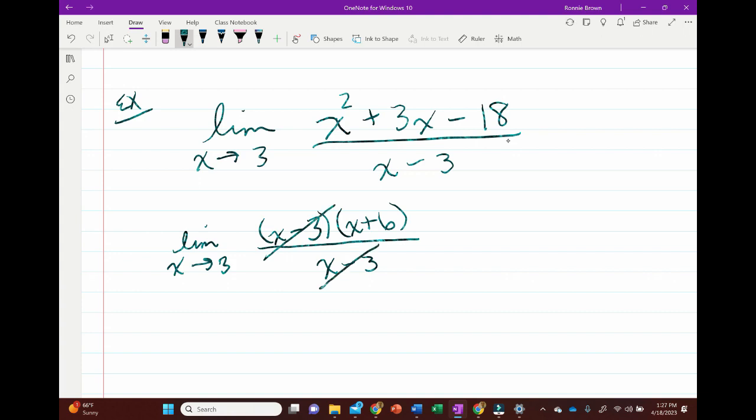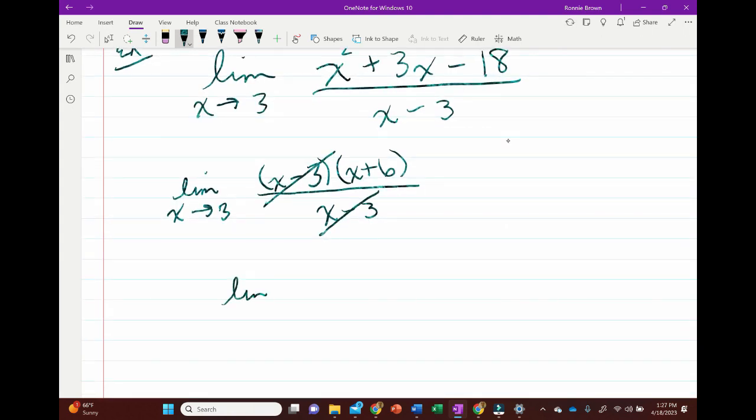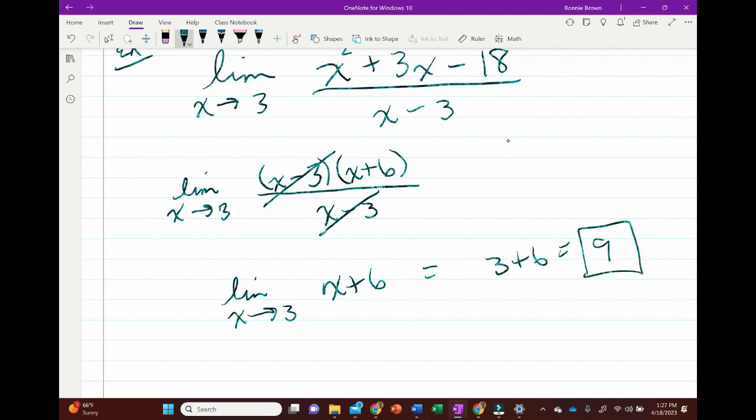They cancel. And then you just have the limit as x approaches 3 of x plus 6. So just substituting in 3 now, 3 plus 6, we get 9. All right.